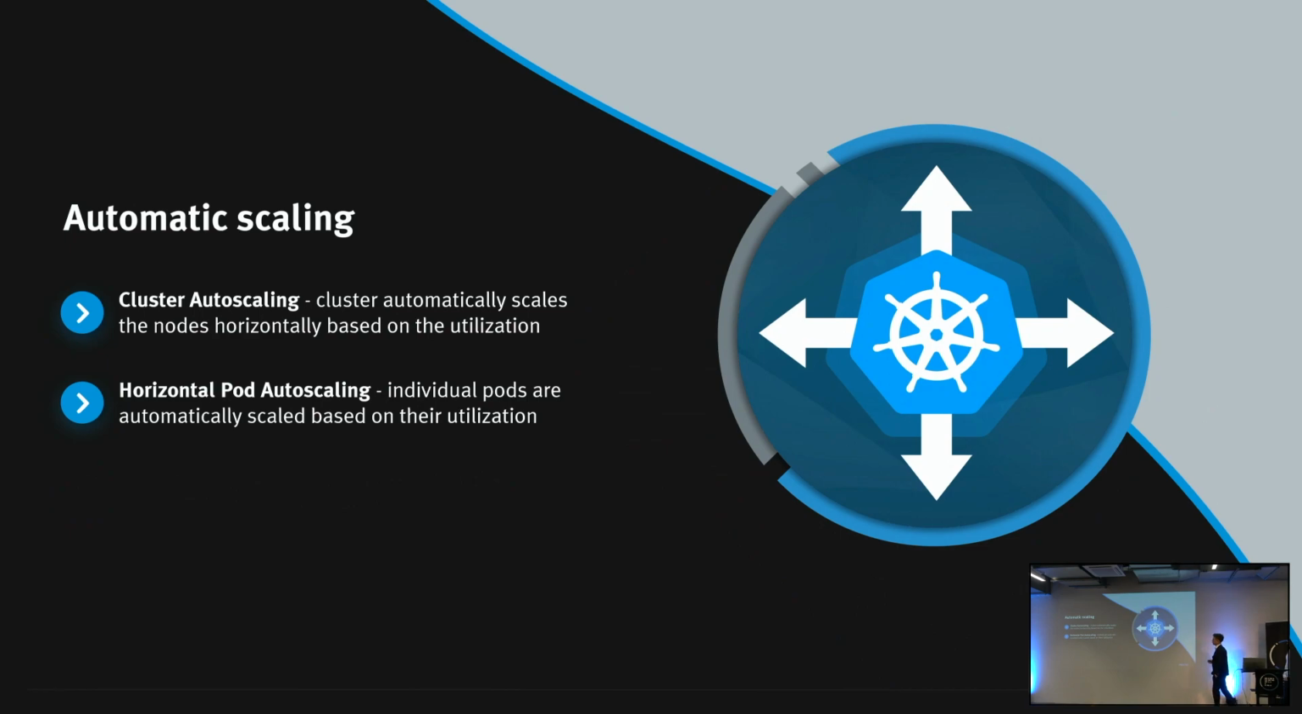Now the next one would be the automatic scaling. We can also subdivide it into 2 different points. We have first one, the cluster auto-scaling, and then we have also the horizontal pod auto-scaling. So when we speak about cluster auto-scaling, this means that we horizontally scale up the worker nodes.